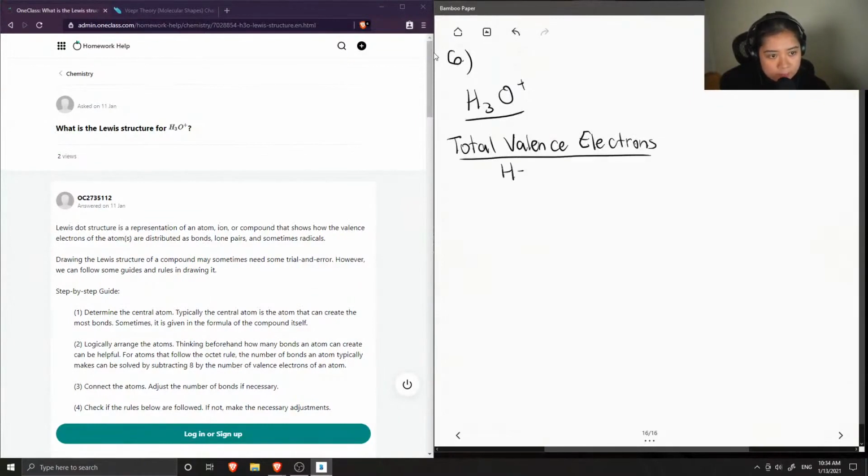Hydrogen contains 1 valence electron, and there are 3 hydrogens, so we multiply this by 3. Oxygen contains 6 valence electrons, and this ion has an overall positive charge, so we know we have to subtract an electron from our total electron count. So these two will be added, but this one is subtracted. So 3 plus 6 minus 1 is 8 electrons in total.